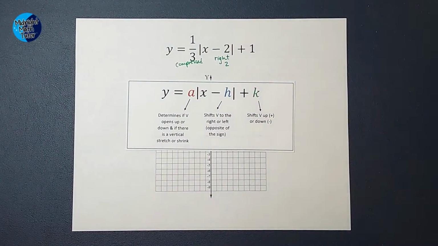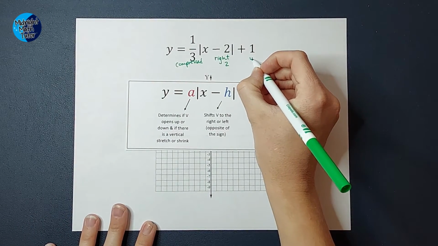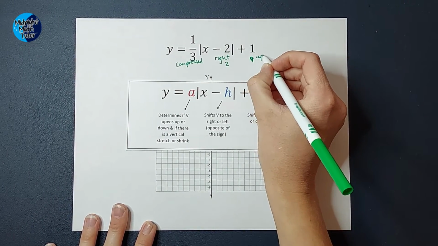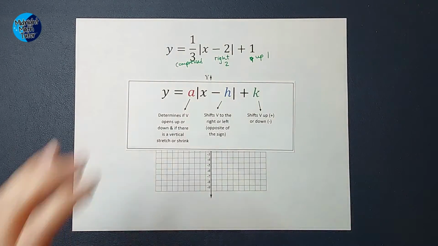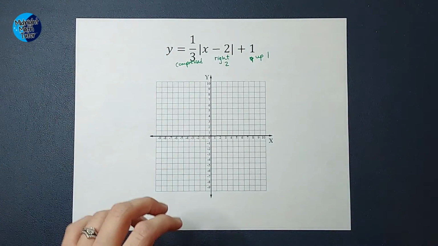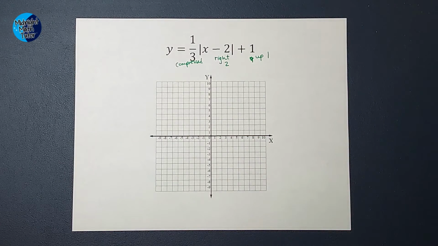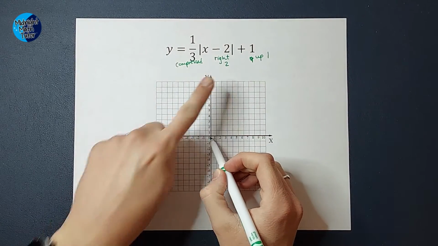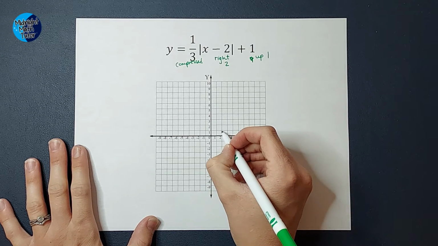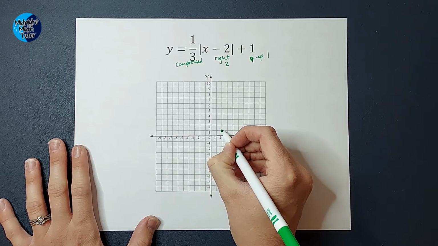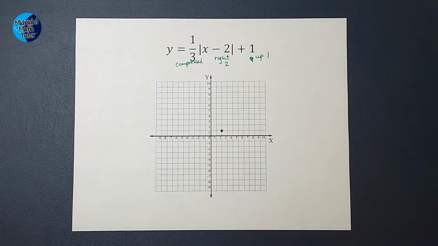Okay, the number being added or subtracted on the back tells me up and down, and you stick with the sign on this one. So that means we are going to shift up 1. Okay, so let's see what this looks like. So my parent graph, the vertex was at 0, 0, right? But this one we know is going to be shifted to the right 2 and up 1. So that is my new vertex, okay?